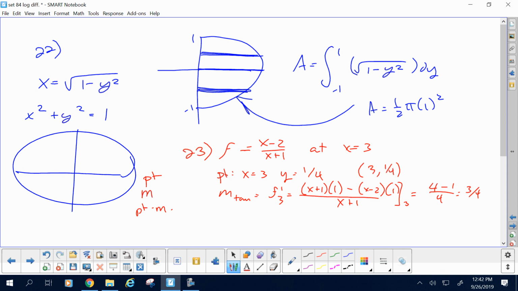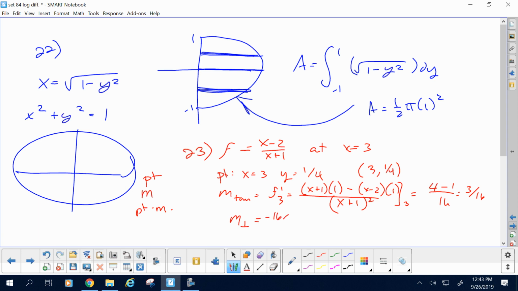Oh, is that what you got? You're right, I sure did not square the bottom. Thank you. So 3 over 16, does that seem cool now? Okay. All right, now that's the tangent slope. So what's the normal slope?